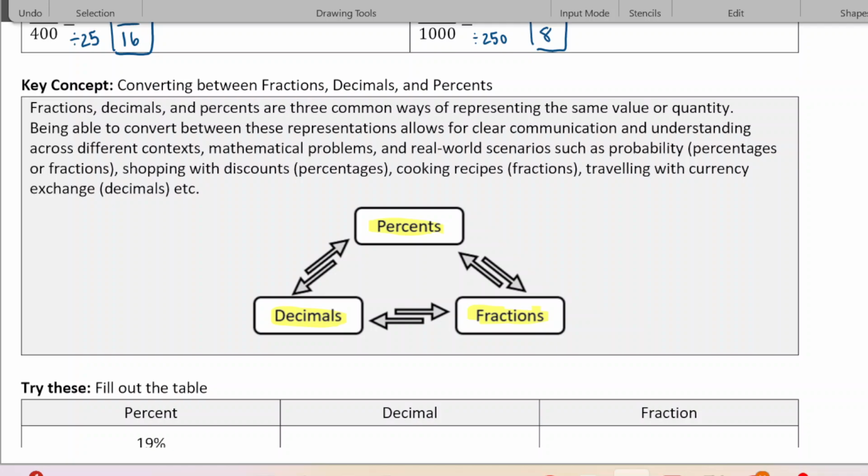Let's say I'm talking about 19%. Percents are always out of 100.